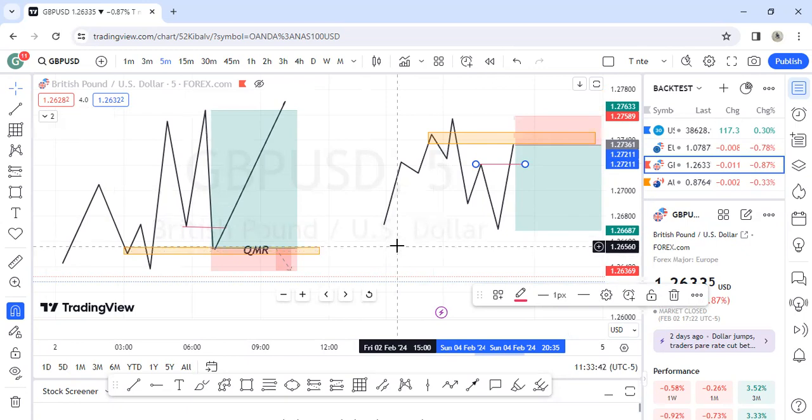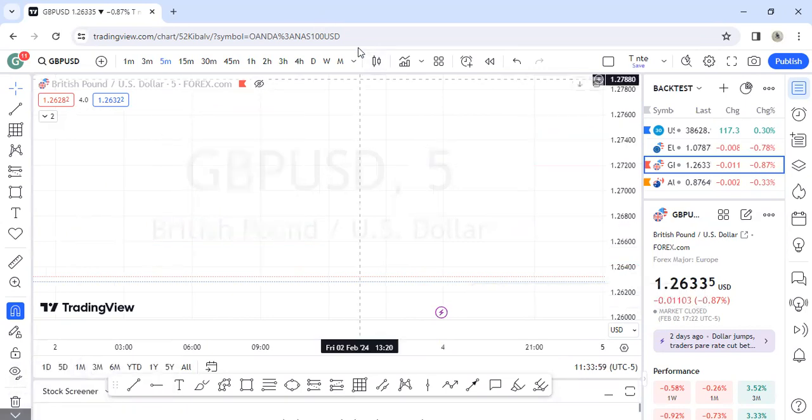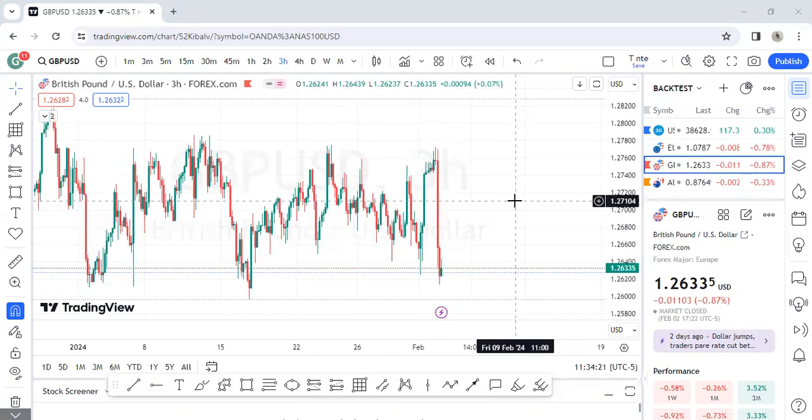Real life examples. All right, so just give me a moment, let me spot some real life examples. Let me take this off so you guys can see. All right, so let's look for real life examples quickly. A classic example of this formed on the British pound US dollar.